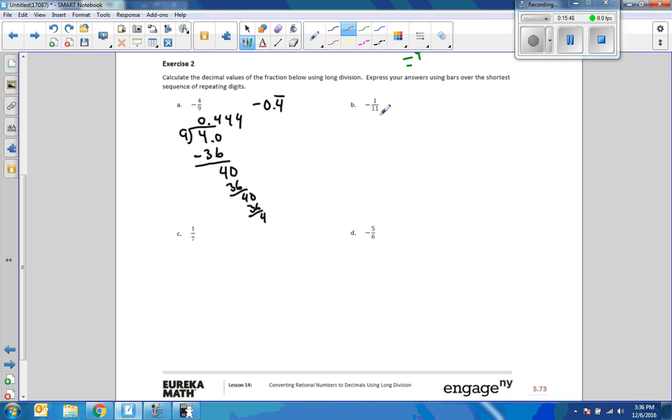Negative 1 divided by 11. I already did this in the calculator, I'll do it here now. 1 divided by 11. Ignore the negative until we are finished. 11 will not go into 1, so I add a 0. 11 will not go into 10, so I have a 0.0. I need another 0. 9 times 11 is 99, and that's going to give me a 1. Bring down a 0. 11 will not go into 10, so I need a 0. Bring down another 1. 11 will go 9 times.